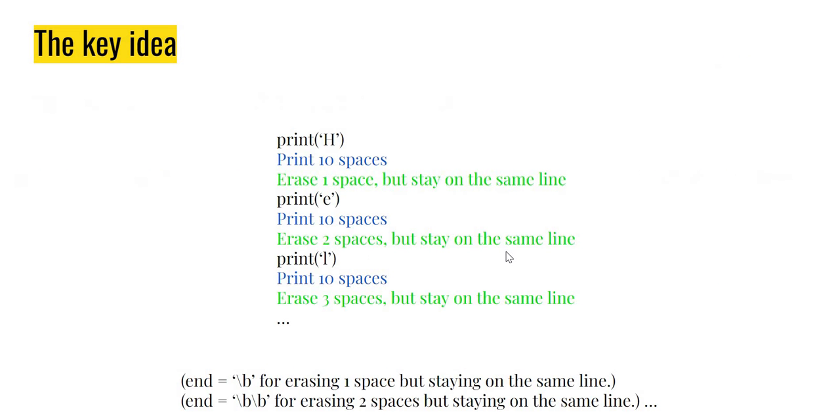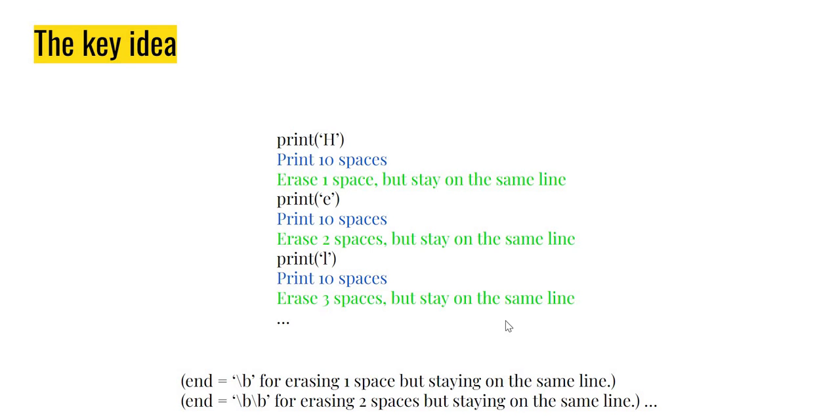Let's think about it. One way this could be done is that I need 9 spaces between H and E, 8 spaces between E and L, 7 spaces between L and the next L, and so on and so forth. So what I could do is print H and then print 10 spaces. However, I'm going to erase one space for my next print. So I'm going to erase one space but stay on the same line. Next, I print E. Again, I print 10 spaces, but this time I'm going to erase 2 spaces, and I stay again on the same line. Then I erase 3 spaces, stay on the same line. So I'm going to get in a situation where the spacing will keep going down as we proceed.